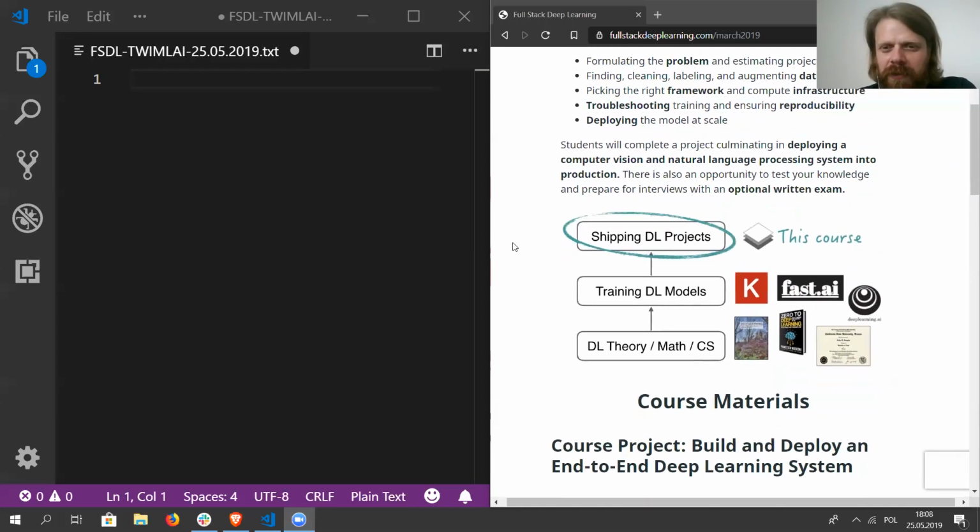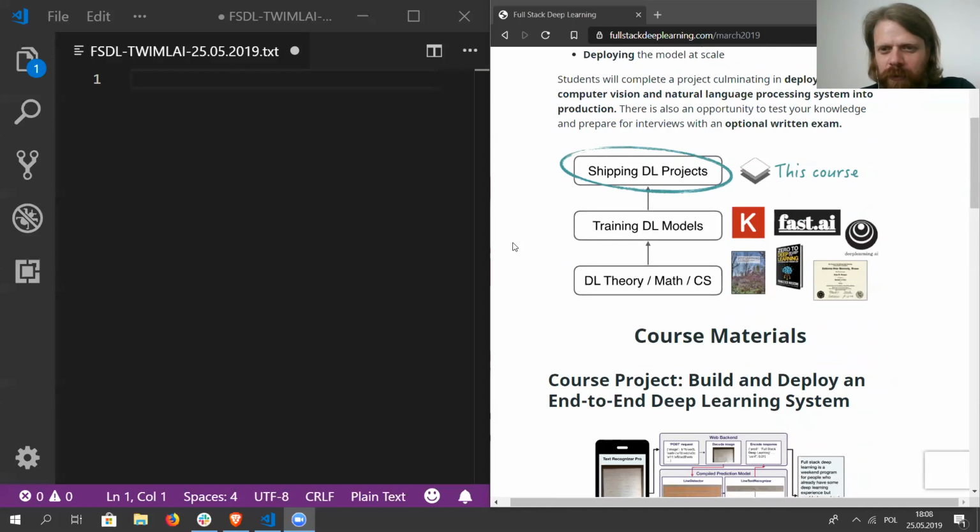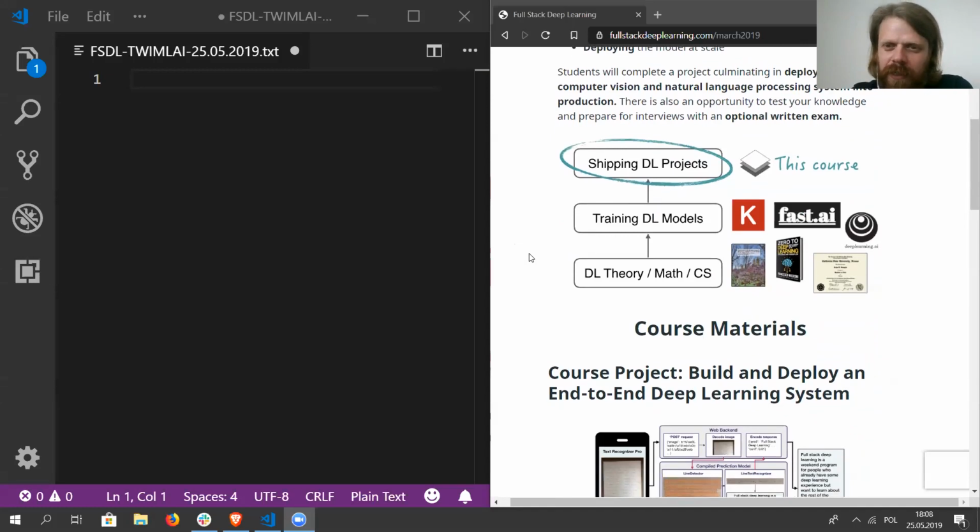So just to repeat what we talked about last time, I'm going through the page on the full stack deep learning course. We have courses that teach us the theory, math, or computer science behind deep learning, like the deep learning book or some other courses. And then we have trainings that teach us how to train deep learning models.